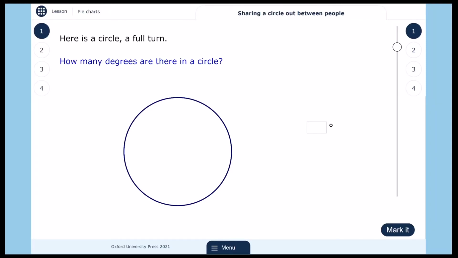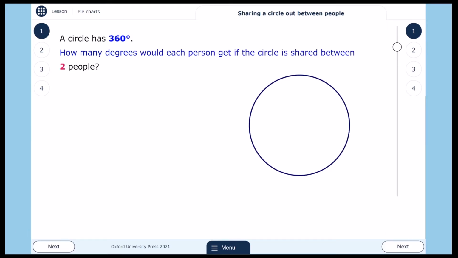In today's lesson, we're going to have a look at drawing and interpreting pie charts. In order to do this, we need to recognise how many degrees there are in a circle and think about how we can share these out to represent our data. I know that a full turn or a circle has 360 degrees in total.